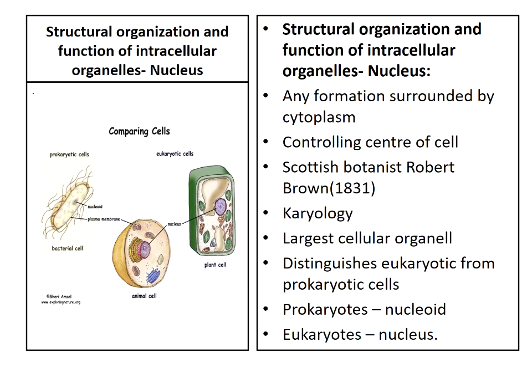So, the nucleus is defined as any formation surrounded by cytoplasm from which chromosomes arise during cell division. And nucleus is the most important part of the cell, and it controls all the cellular activities, and so it is called as controlling center of a cell. And nucleus was first discovered by Robert Brown in the year 1831, and the study of nucleus is termed as karyology. There are two types of nuclei.